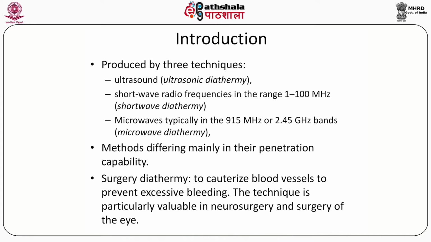The methods mainly differ from each other in their penetrating capability. Surgical diathermy is the use of diathermy to cauterize blood vessels to prevent excessive bleeding. That is the most common use of surgical diathermy, and the technique is particularly valuable in neurosurgery and surgery of the eye, particularly microsurgeries.